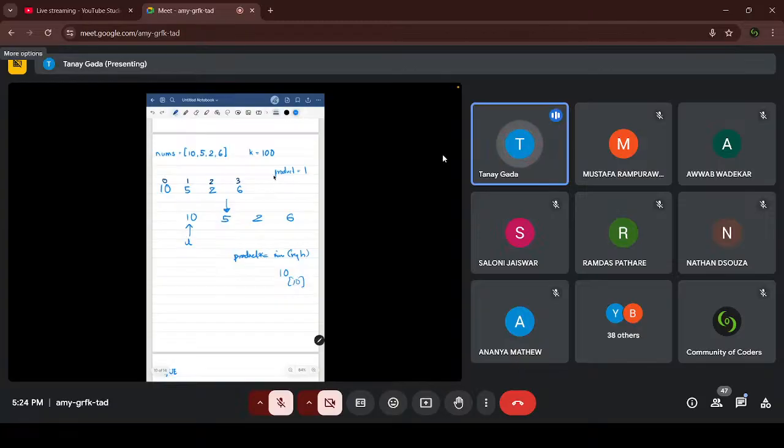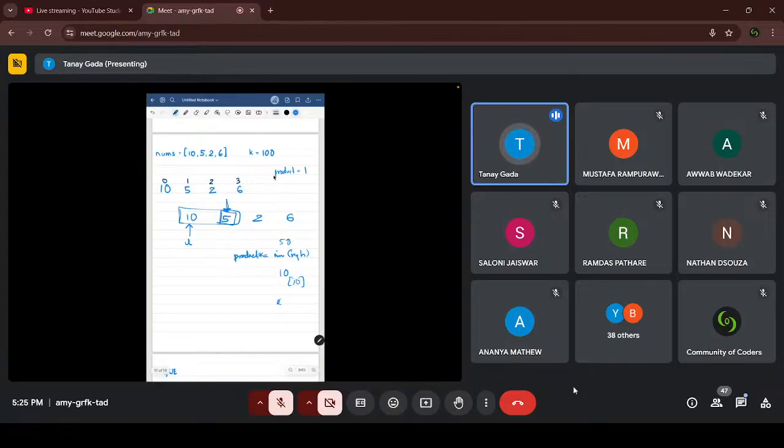So its product is 50, right? 50 is less than 100. So what should we increment? Increment by 1 or how much number? With the addition of 5 in this window, we are getting two subarrays which have a product less than 100.